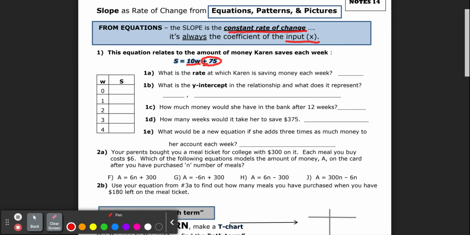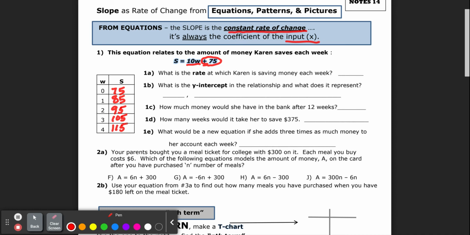So if she has 0 weeks, you would put a 0 in place of W. So 10 times 0 is 0, plus 75 is 75. And then the 1 goes in place of the W for the first week. So 10 times 1 is 10, plus 75 is 85. And then you put the 2 in place of the W. 10 times 2 is 20. 20 plus 75 is 95. But you see, it's just going to go up. As long as the W goes up by 1s, the savings will go up by 10. So this will be 105. And then this will be 115.